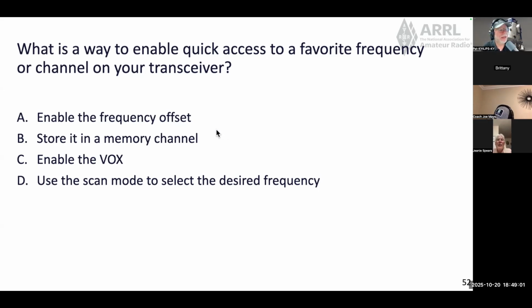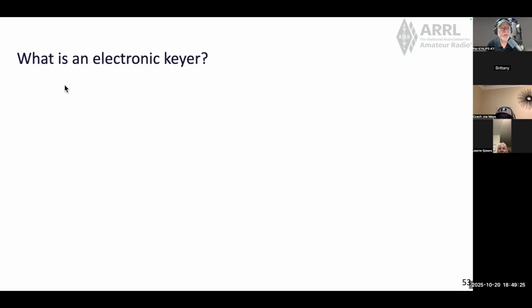I would think it would be store it in the memory channel. Store it in a memory channel. That's correct. So that should be kind of easy. You store it in a memory channel for quick access to a favorite frequency. We do that on our phones. We store a phone number in our contacts. We don't call it a memory channel, but basically that's what we're doing on a phone. All right, the next one.